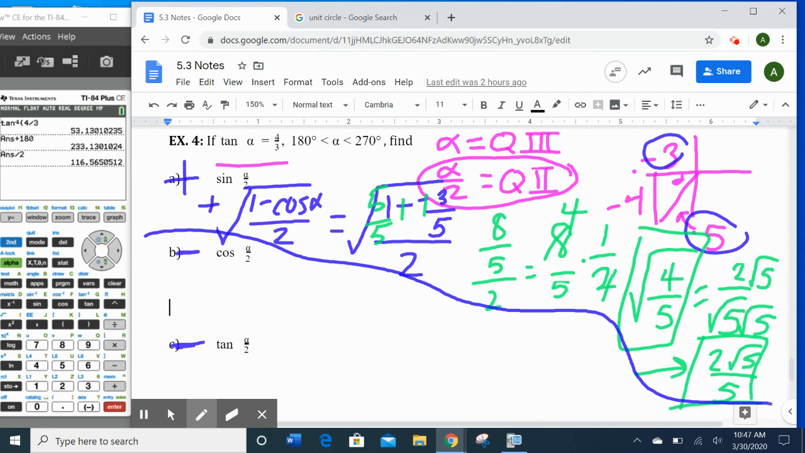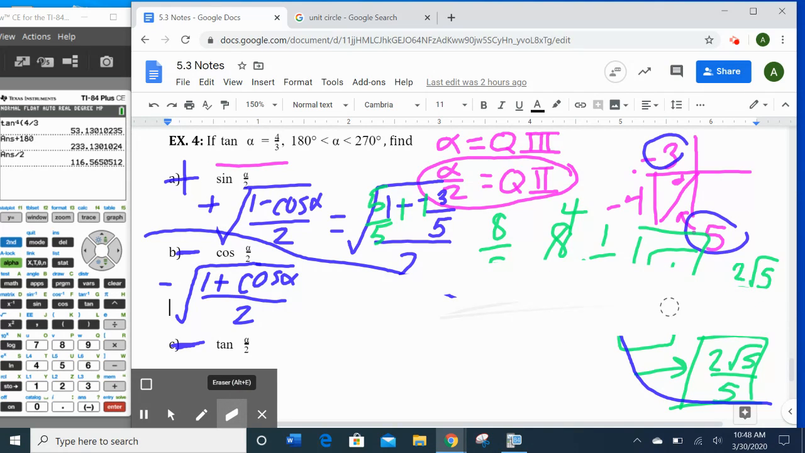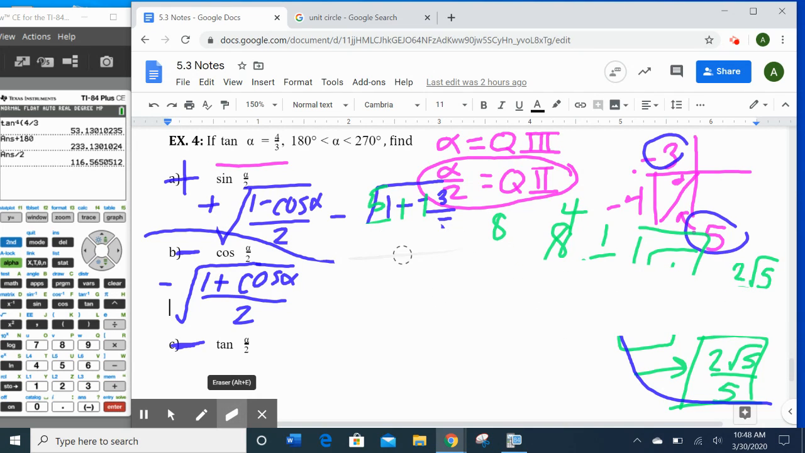The cosine of alpha over 2 is negative, so I'm going to take negative square root of 1 plus cosine of alpha over 2. So it's plus in there because I'm using the cosine of alpha over 2 formula, and it's negative because I decided that it needed to be negative. So I think I'm actually going to erase this because it's a video and you can rewind so that I have room.